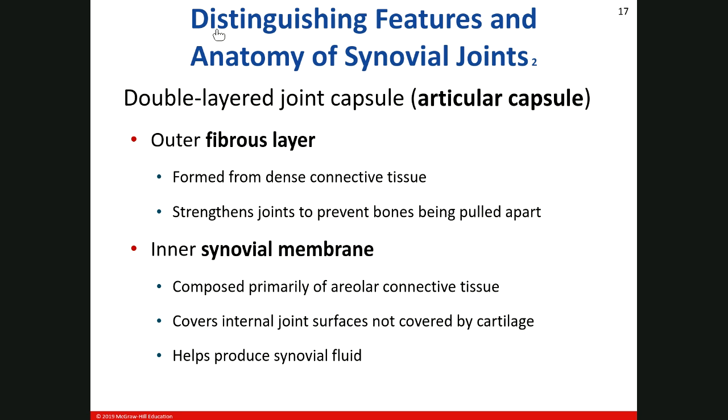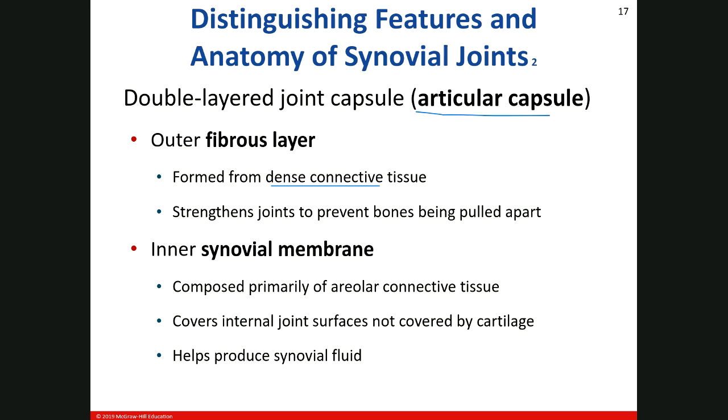The first one is the articular capsule. There are two layers to it, very similar to our periosteum and perichondrium: two layers. The outer fibrous layer is made up of dense connective tissue. This is the part of that capsule that adds integrity and strength to it and prevents the joint from being pulled apart.